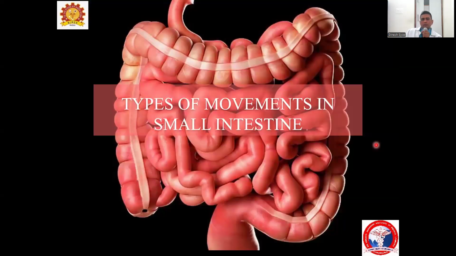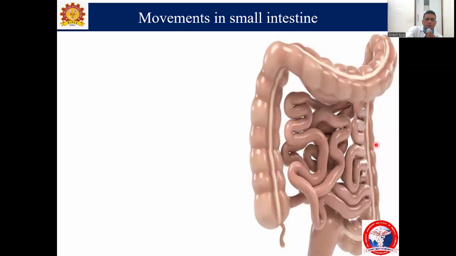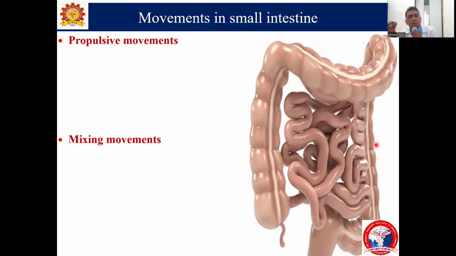We're going to talk about the types of small intestinal movements. Today I'm going to talk to you about two fundamental types of small intestinal movements. The first is called propulsive movement. When we say propulsive, what does that mean? To push forward. So this type of movement will push food forward along the small intestine. And the other type of movement is mixing movement. So essentially two types of movements play a role in the small intestine. One is propulsive and the other mixing, right?